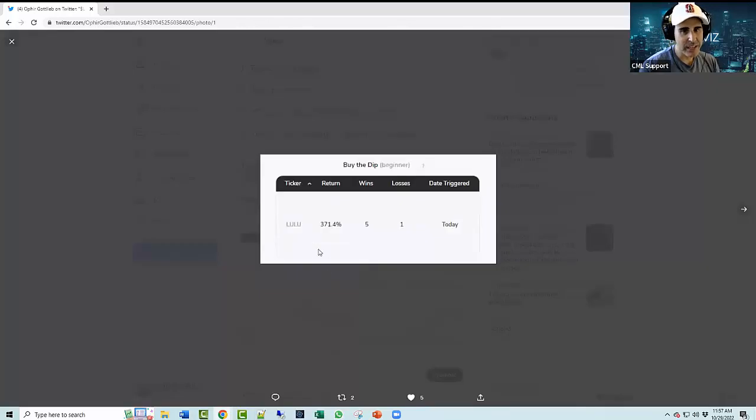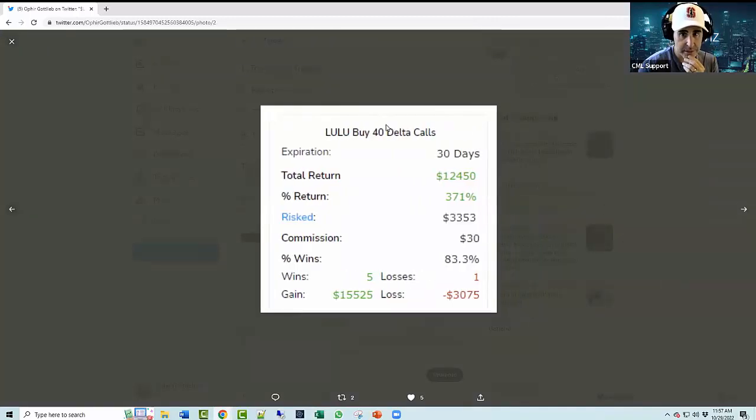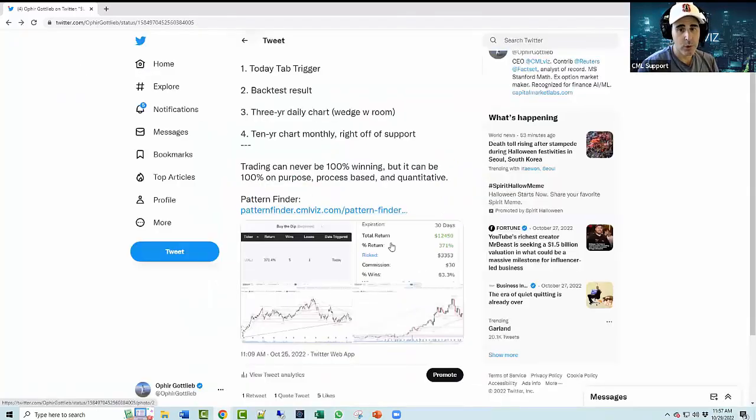The Today tab said there was a buy the dip opportunity. Buy the dip is getting long on a slightly out of the money call. Over the last 3 years, I had 5 wins and 3 losses. These are the results in TradeMachine. Buying a call for 30 days, 5 days: 5 wins, 1 loss, 371% return over those 3 years. Okay, but what then? What do you guys think I did?